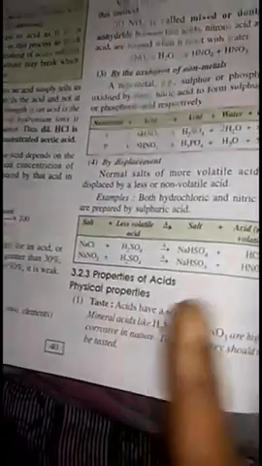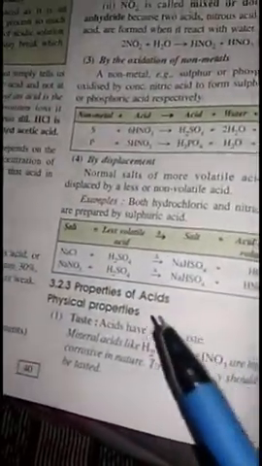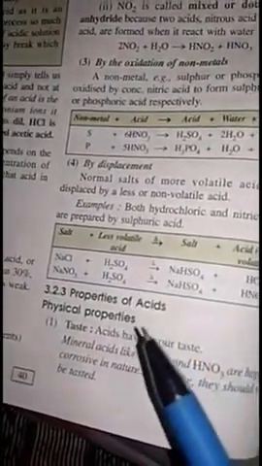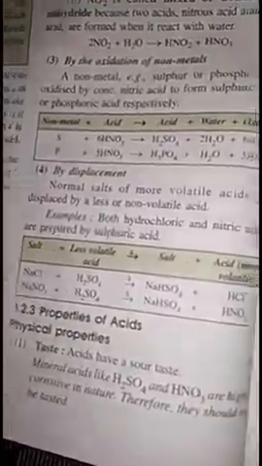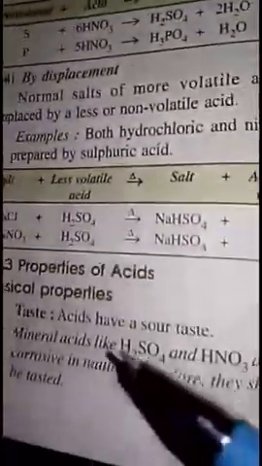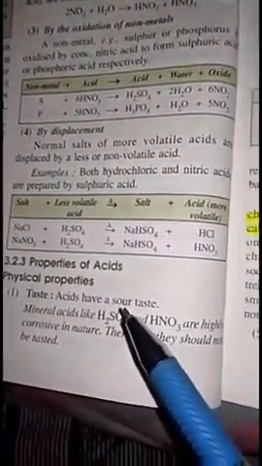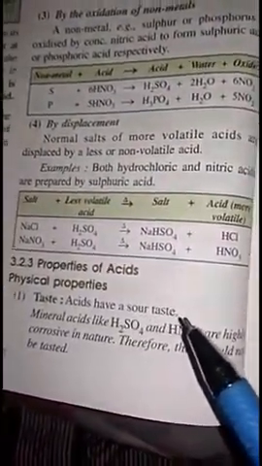So here are some general properties. Mind it, all the acids, whether they are weak or strong, concentrated or diluted, oxyacids or hydracids, organic acids or inorganic acids, all the acids have the same sour taste.